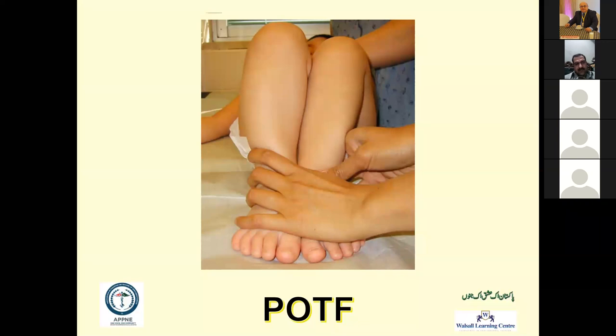Broomstick, so it's like an abduction brace, but you make it with plaster. The abduction and rotation is controlled by a stick, which is the staff part of it. This is called a broomstick plaster. They can walk in it. They can go to the toilet. They can do various things.